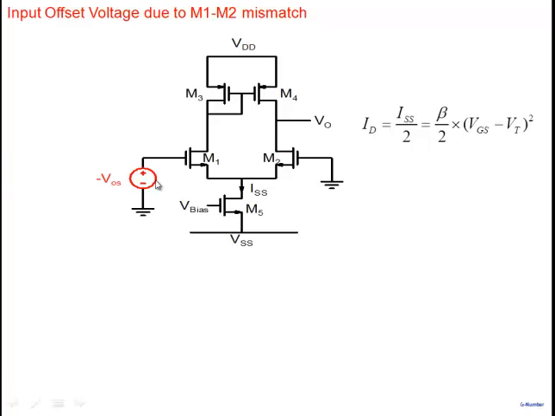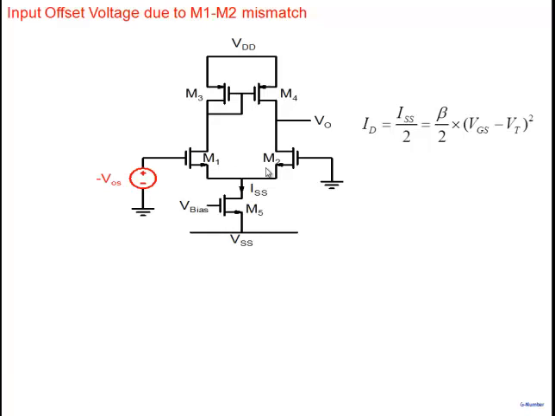Note that if VOS was not there, ID1 will be different from ID2. Now I'm attaching a source minus VOS. What will it do? It will cancel the effect of mismatch and make ID1 equal to ID2. So that's the idea of VOS.